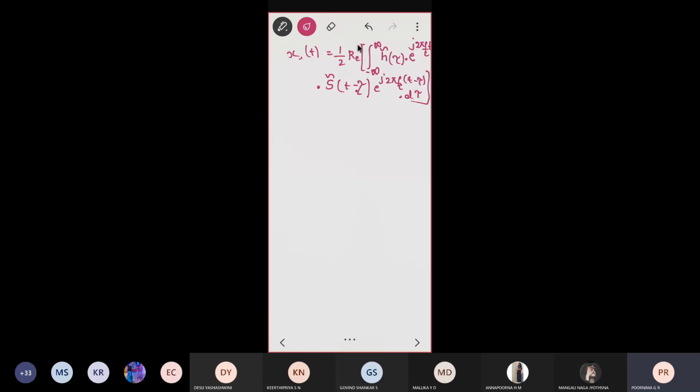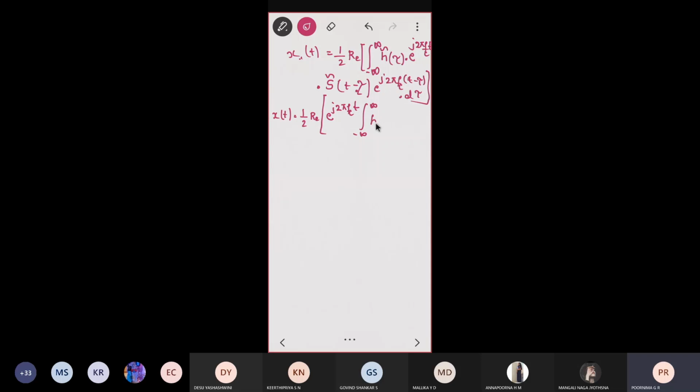Now, this is only for x of t, the bandpass signal, it is not the pre-envelope. We have represented that x of t, the convolution of h of tau and s of t minus tau, in terms of pre-envelope terms. So now, moving on, x of t is equal to half of the real part of: you can take the common term as e to the power of j 2 pi fc t, multiplied with the integral from minus infinity to plus infinity.